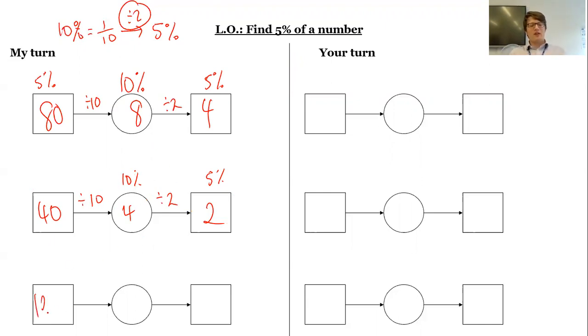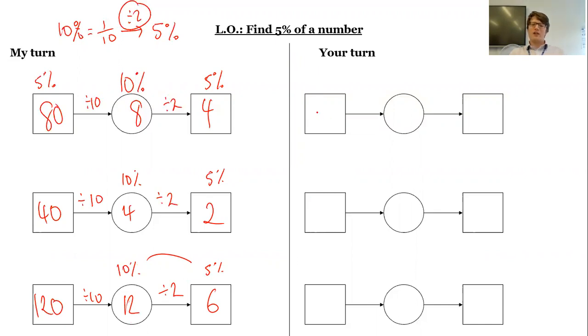Again, one more example. Think of 120. First of all, I'm going to find 10% by dividing by 10, which is 12. And then to find 5%, I can just divide by 2. 10 divided by 2 is 5. 12 divided by 2 gives me 6. 5% of 120 is 6.